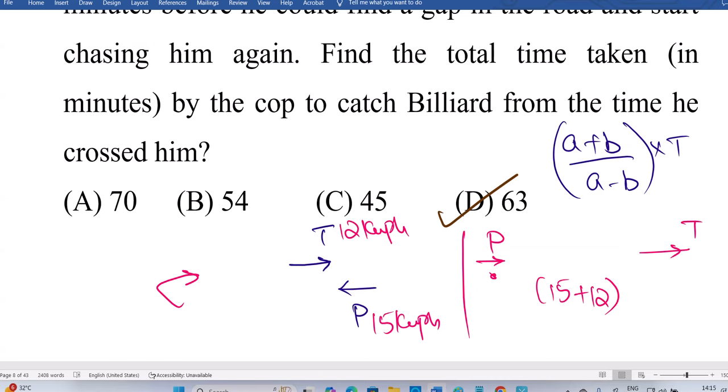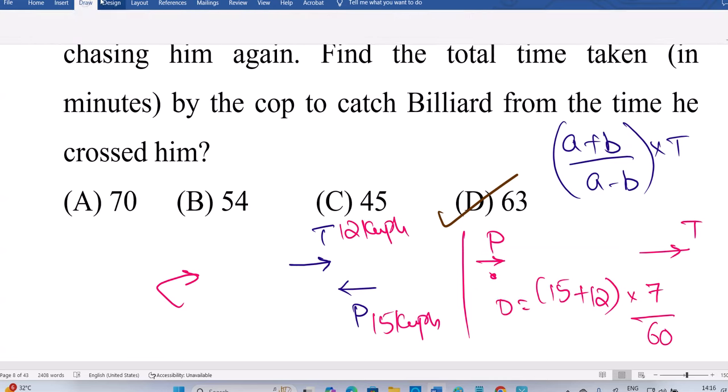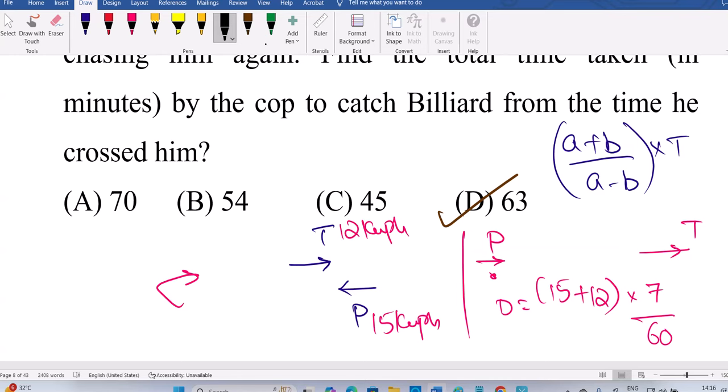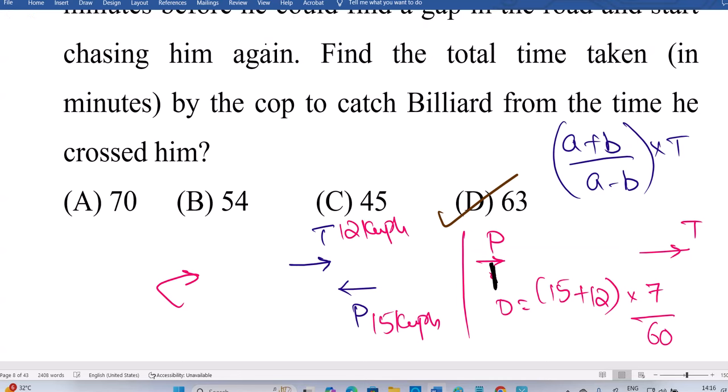Police are going this way, the thief is going this way, so the distance will increase. Opposite way, no? So that's why plus. 7 minutes, so this is in minutes, we have to convert into hours. So the distance between police and thief before the chase starts is (15 plus 12) into 7 divided by 60. This is the distance between them.